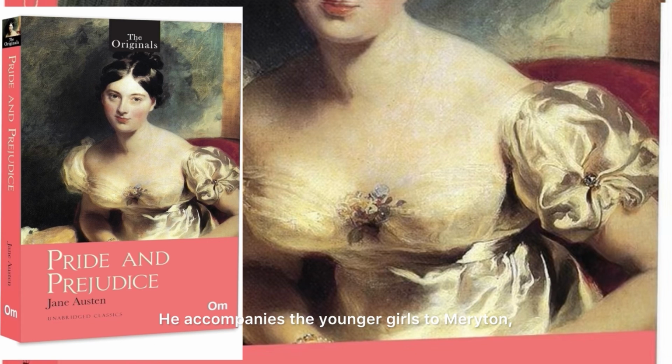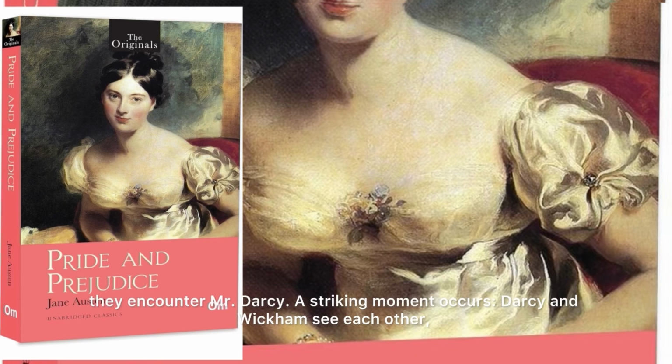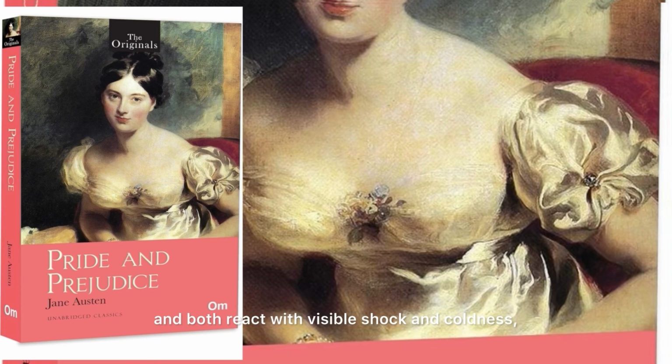He accompanies the younger girls to Meryton, where they are introduced to the militia officer, Mr. George Wickham. At the same moment, they encounter Mr. Darcy. A striking moment occurs. Darcy and Wickham see each other, and both react with visible shock and coldness, exchanging the briefest of nods. This interaction immediately sparks Elizabeth's curiosity.